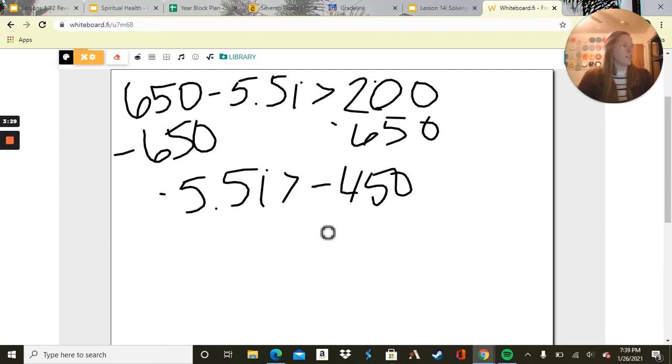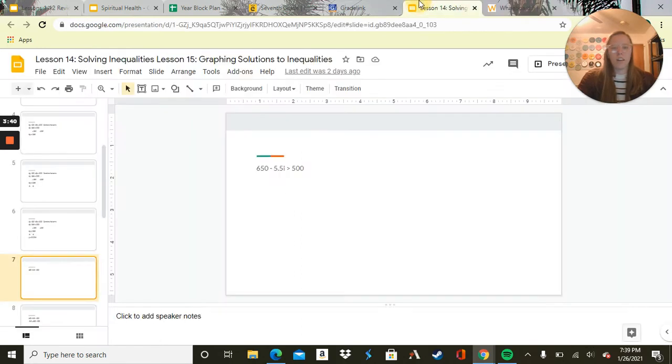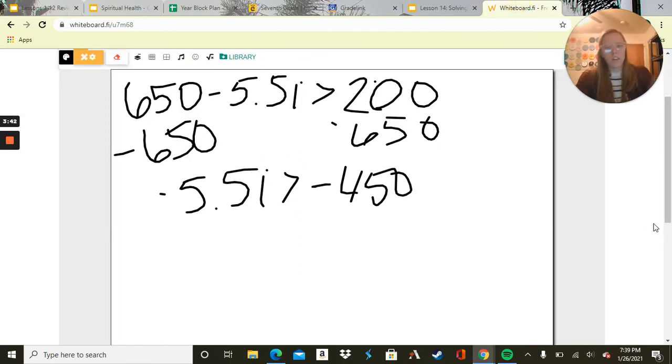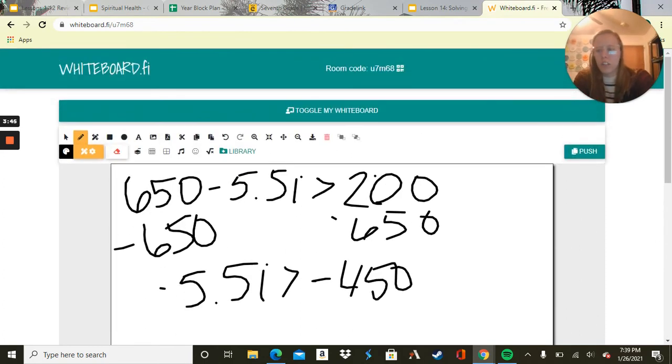Let me just double check that's the right one. Math's okay here. I miscopied that, didn't I? It's supposed to be 500, not 200. So I always double check.